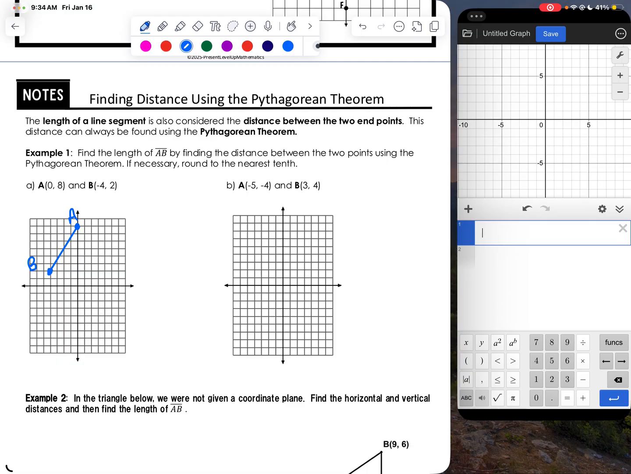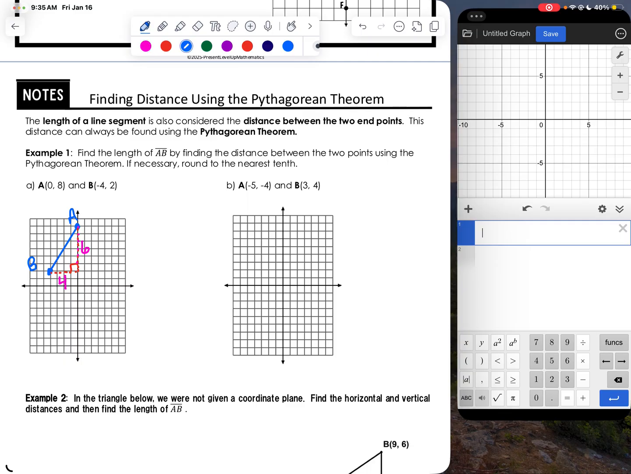Now, to do this, we can use the Pythagorean theorem by forming a right triangle. So let me just connect these 2 points with a right triangle. And we're going to now find the distance of our horizontal leg and our vertical leg. So let's start with our horizontal leg first. From point B, we would go 1, 2, 3, 4. So this would be 4 units. Now we'll get the vertical distance. So that would be 1, 2, 3, 4, 5, 6. And the vertical distance is 6 units.